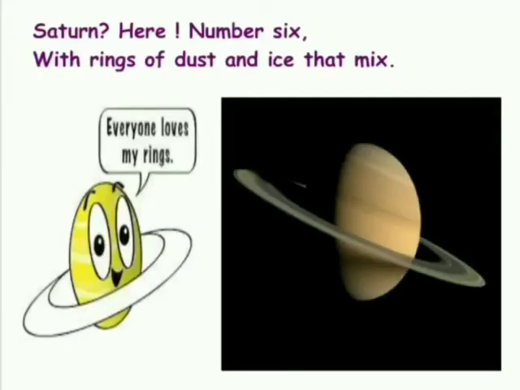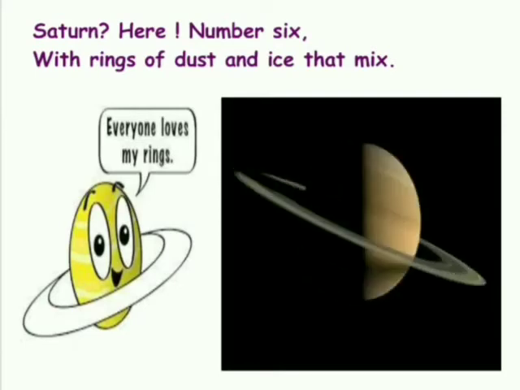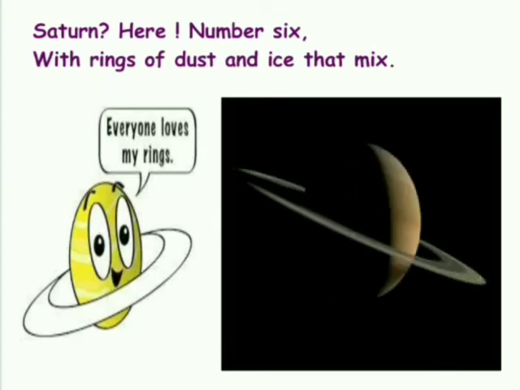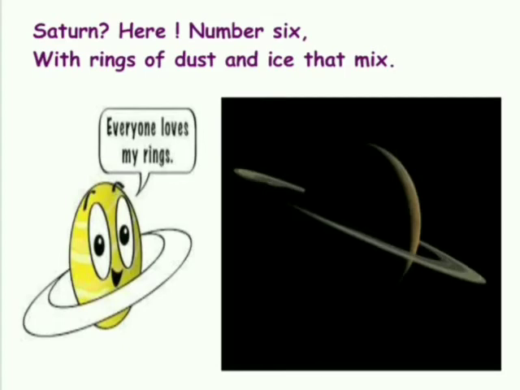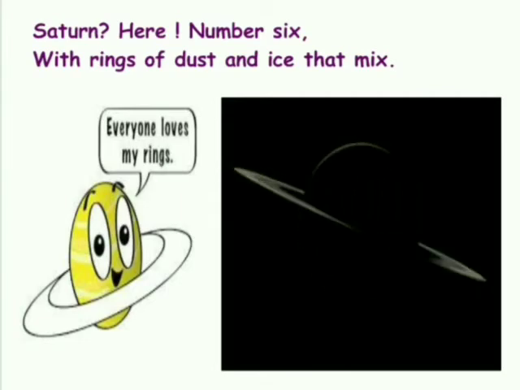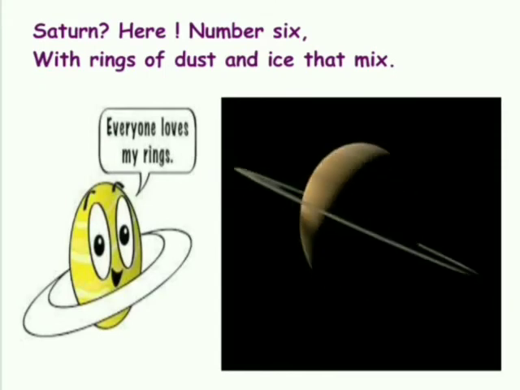Oh wow, who's this? It looks like a ball is spinning a hula hoop. Is it a planet? Let's check it out. Saturn here, number 6, with rings of dust and ice that mix. After Jupiter, Saturn is the second largest planet. It has fabulous rings, and these rings are made of ice and dust. Do you know one more interesting fact about Saturn is that it has 150 moons.